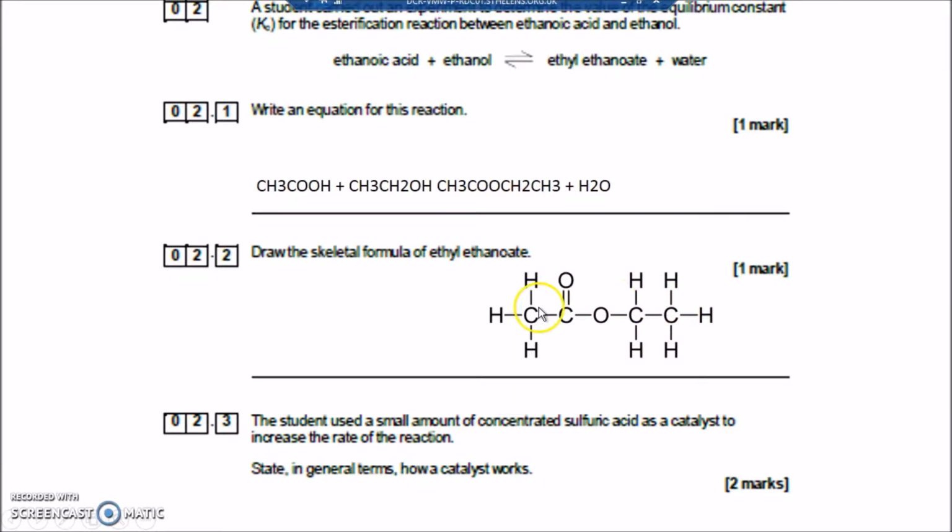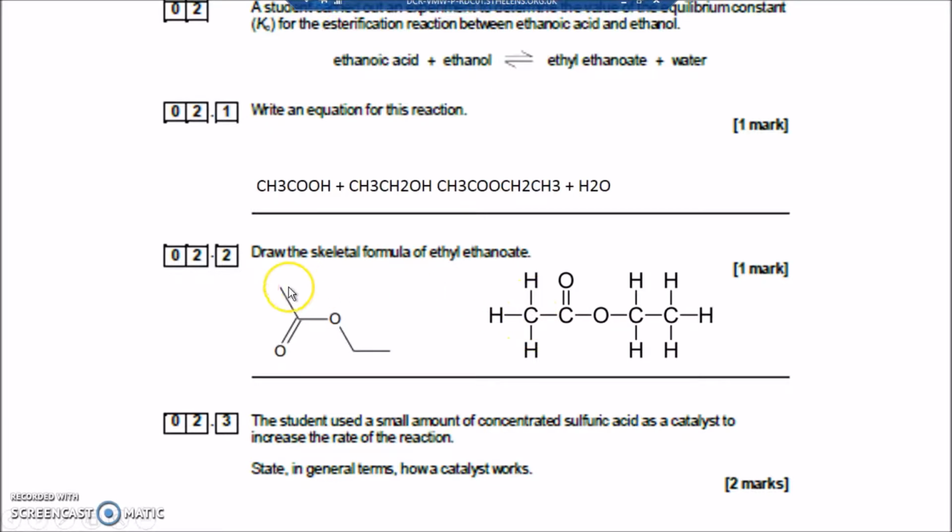CH3COOCH2CH3. I would always draw that, and then you can draw out the skeletal formula. So you put the C's as dots or just corners on a zigzag line. Remember the carbon backbone is in a zigzag line. You leave the hydrogens off and you draw the O's. So it'll look a little bit like this.